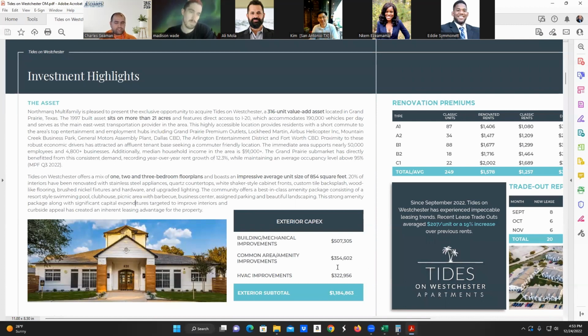And they give us a breakdown here of what these expenditures are. Little shy of 1.2 million. Is that a lot of money? No. Would that be a lot of money for a 60-unit property? Yeah. Is that a lot for a 300-unit property? No. So just keep that in mind, guys.